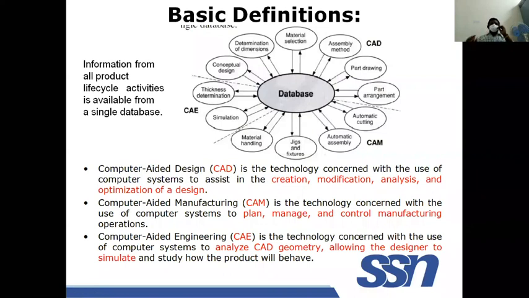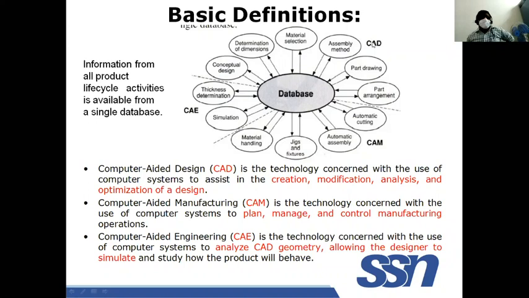Some basic definitions we shall see in this slide. First one is CAD. If you look from here to here, in anti-clockwise direction, all the activities shown in this slide come under CAD, computer-aided design. The next two activities from here to here are CAE, computer-aided engineering, and from this portion it is known as computer-aided manufacturing. All these activities are connected to a database. So from this database, every department or every activity is interconnected through networks.